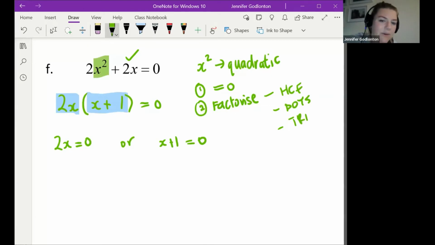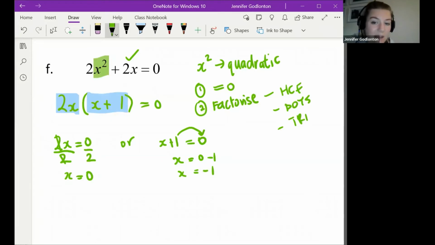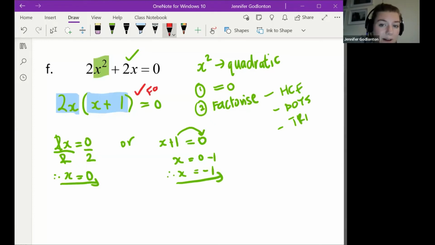In 2x is equal to 0, if I want x to be alone, I do what we were doing in our normal equations. I'm dividing by the coefficient of x. And I see that x is equal to 0 divided by 2, which is 0. On the other side, I'm going to move that 1 across. So I'm going to have 0 minus 1, and 0 minus 1 is just negative 1. So my two answers here are x is equal to 0 or x is equal to negative 1. Now, when you're giving marks for questions like this, you would get a mark for the factorizing stage.